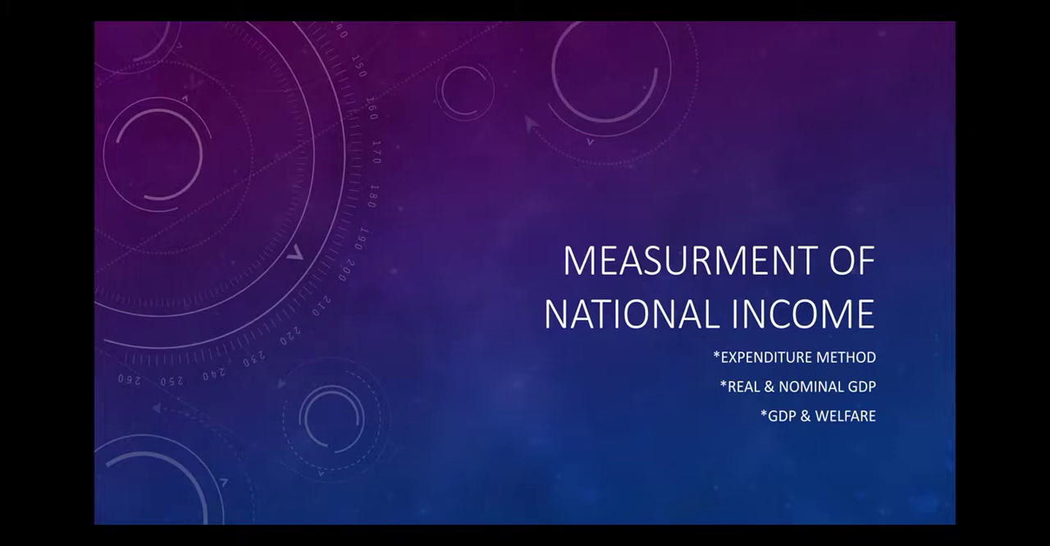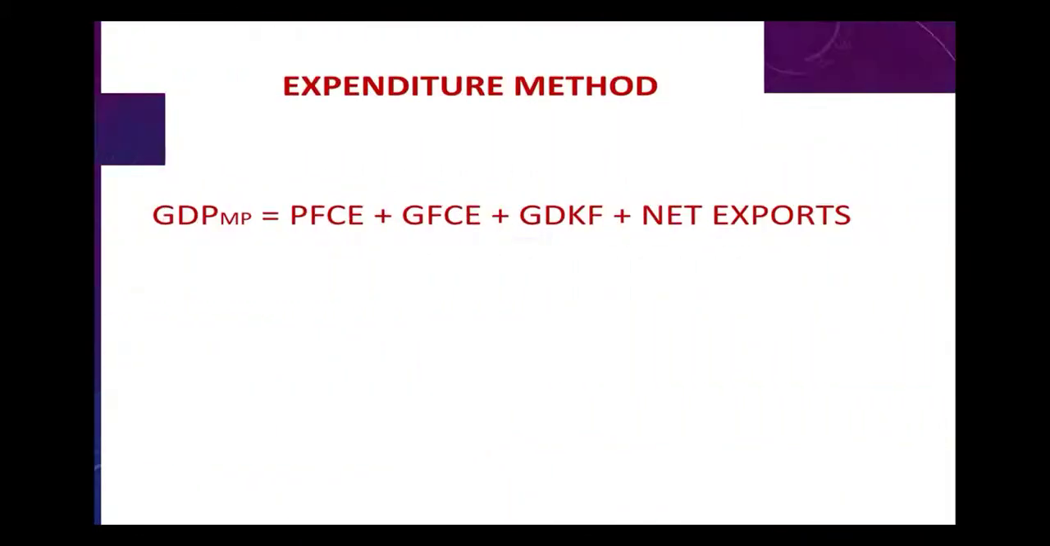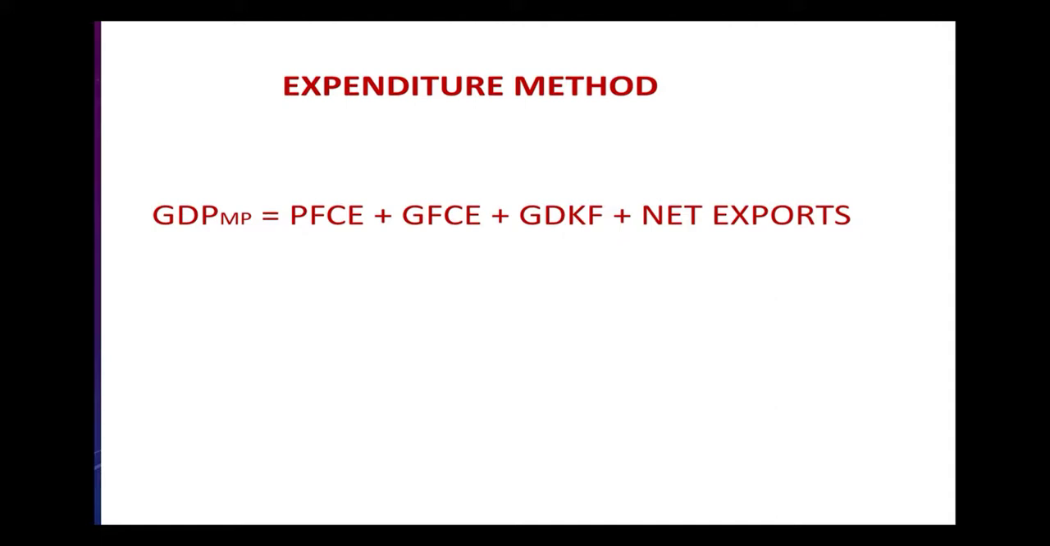We will cover three topics here in this video. First one is the expenditure method of measuring the national income. Second is the real and nominal GDP, and last but not the least, that is GDP and welfare. So first of all, we will discuss the expenditure method.